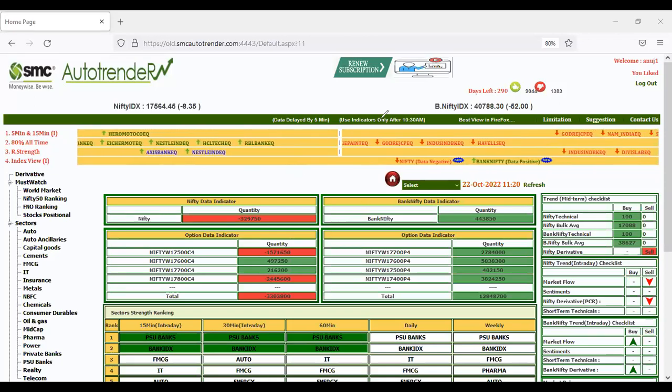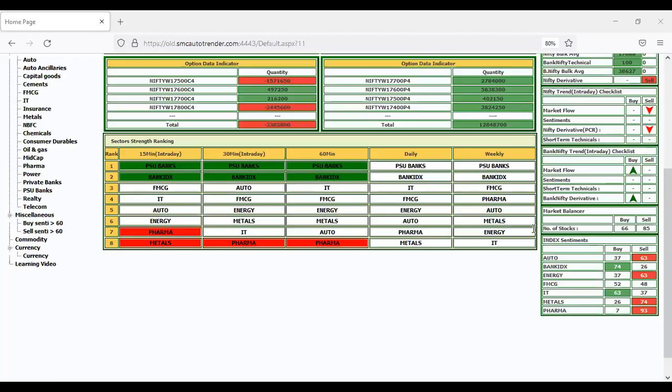Then the second aspect for the initial indicator is the market balancer. Here you can look at market balancer. In the new version, you can view this market balancer at the top end of the home page. I'll show you afterwards, but you need to take care of this market balancer as well.